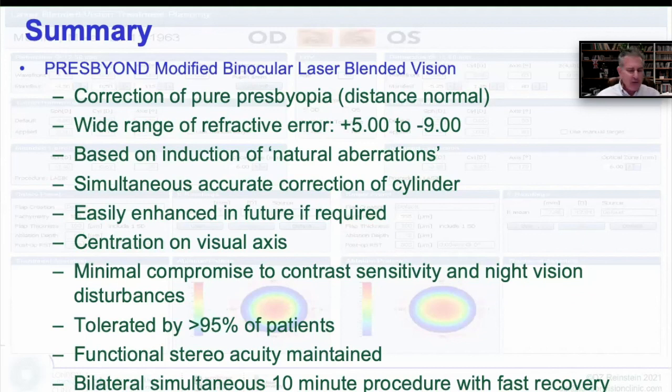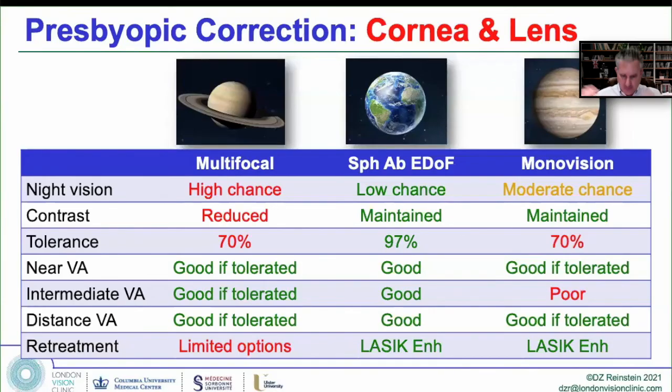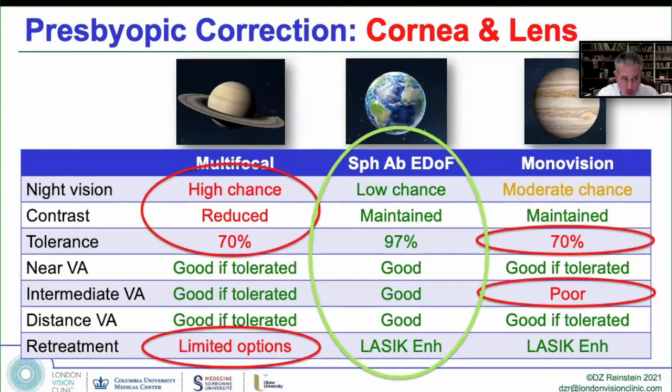I don't think it's a surprise that multifocality and monovision are on the down, and extended depth of field with spherical aberration, either by cornea or by IOLs, is on the up. And the fact that corneal surgery is lower risk than lens surgery, by default, explains why, with clear lenses, more people are opting for corneal Presbyon or laser blended vision as time goes on. This is becoming, I think, the new standard of care. So thank you very much for your attention.